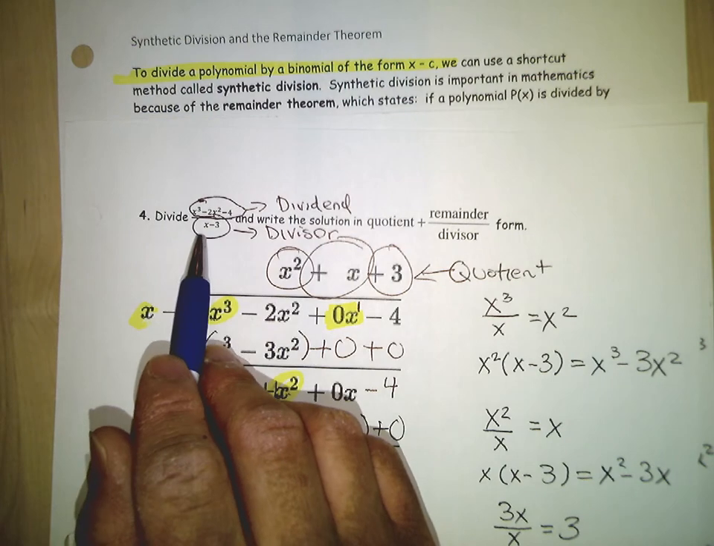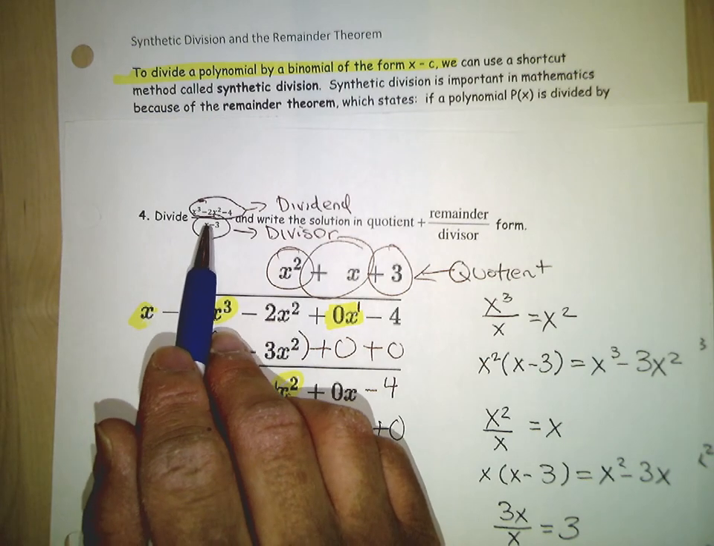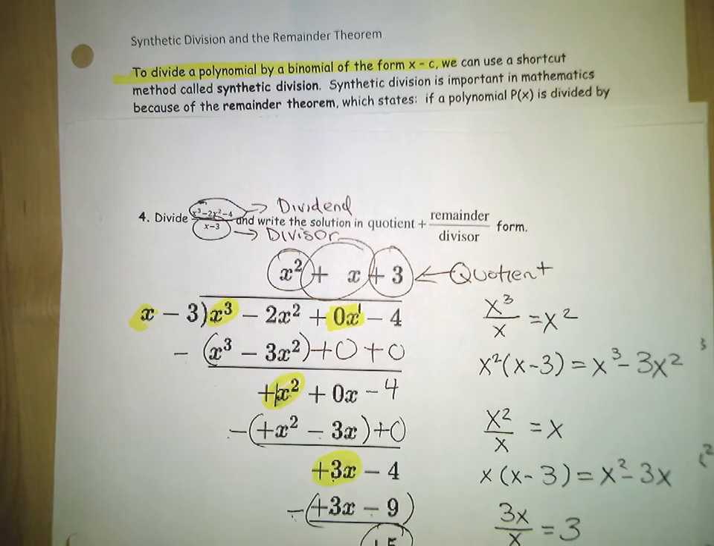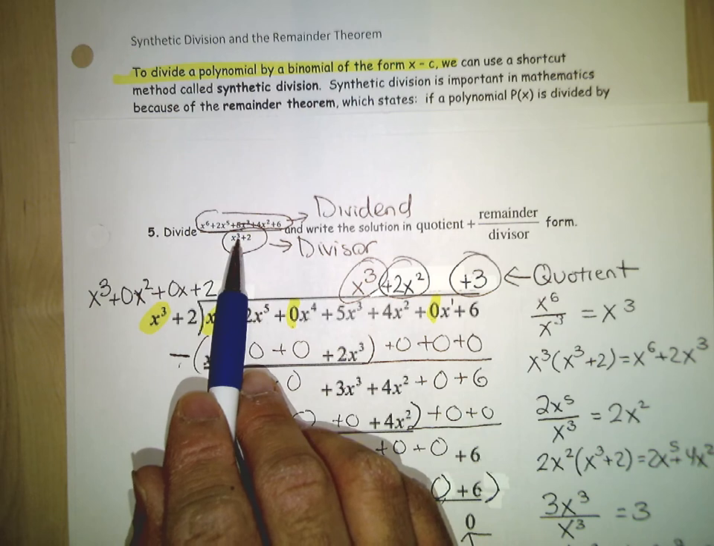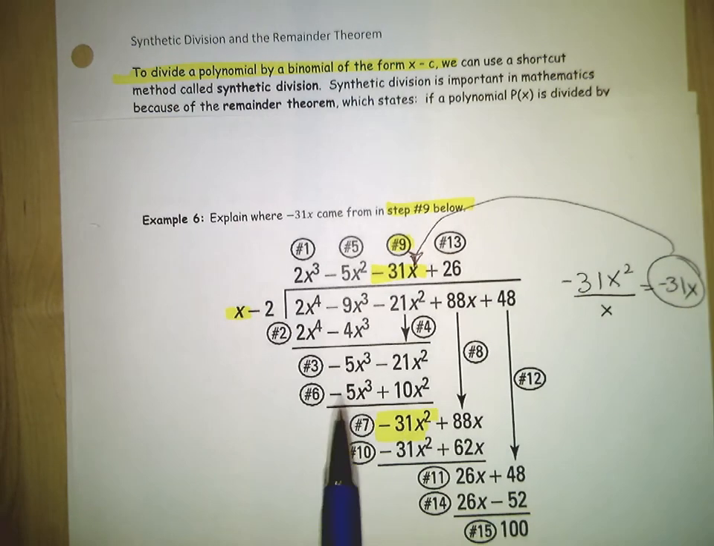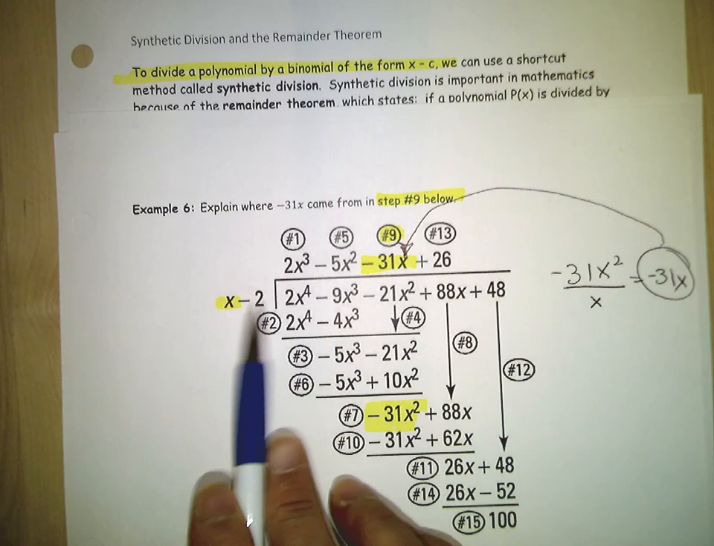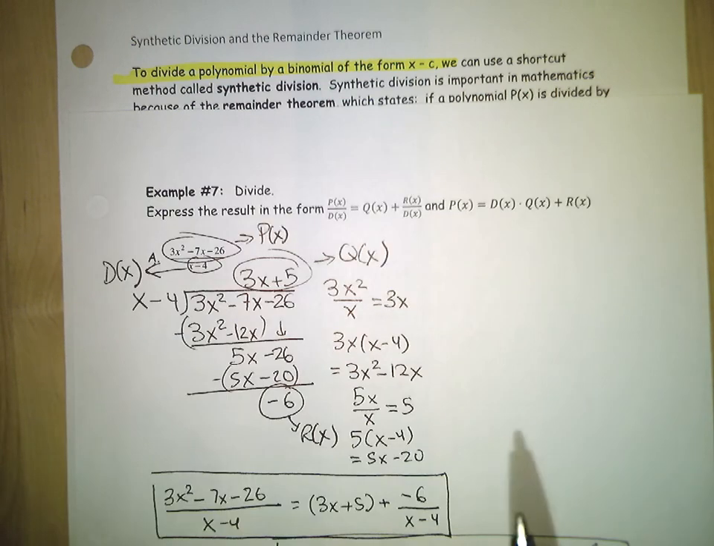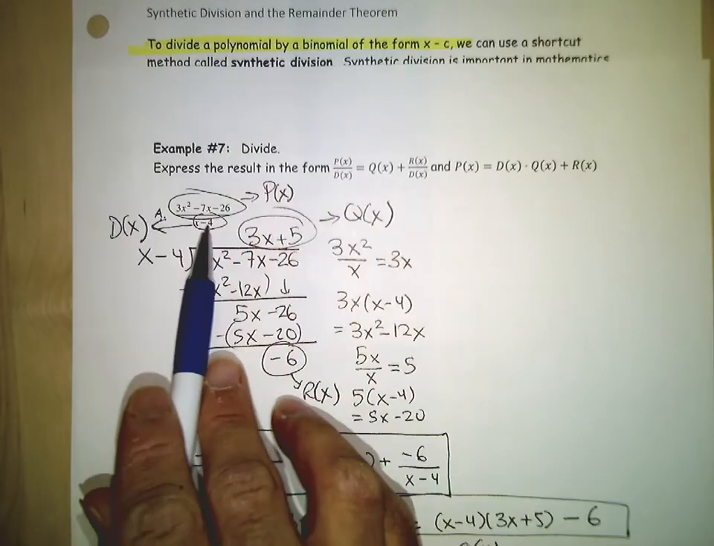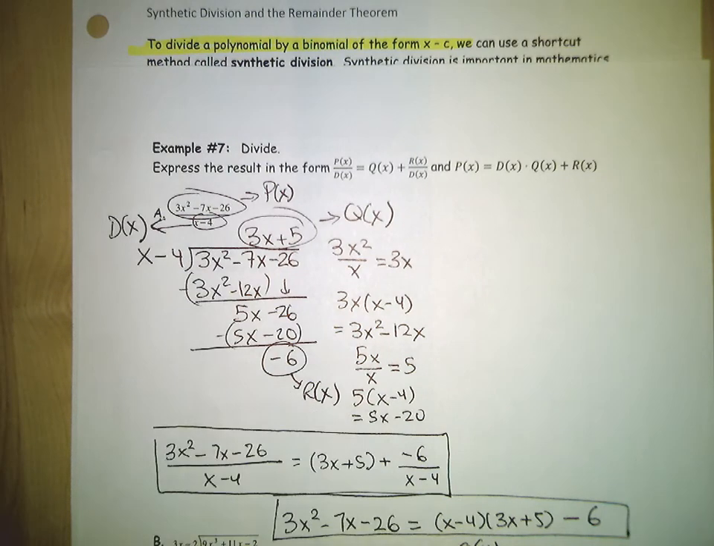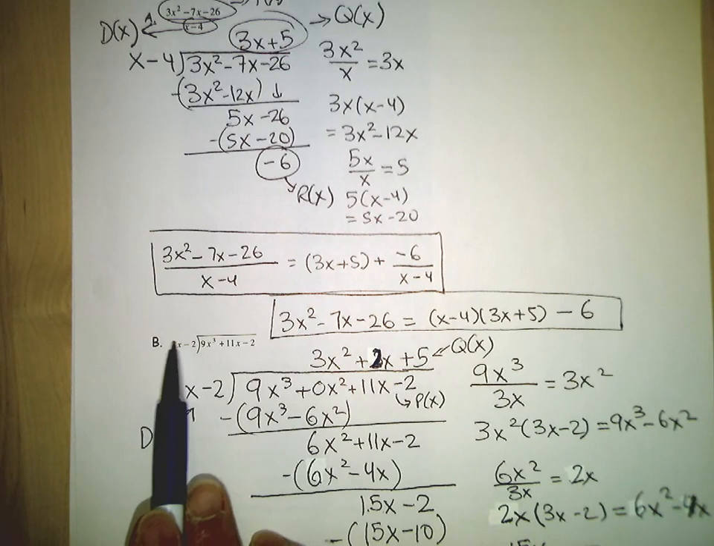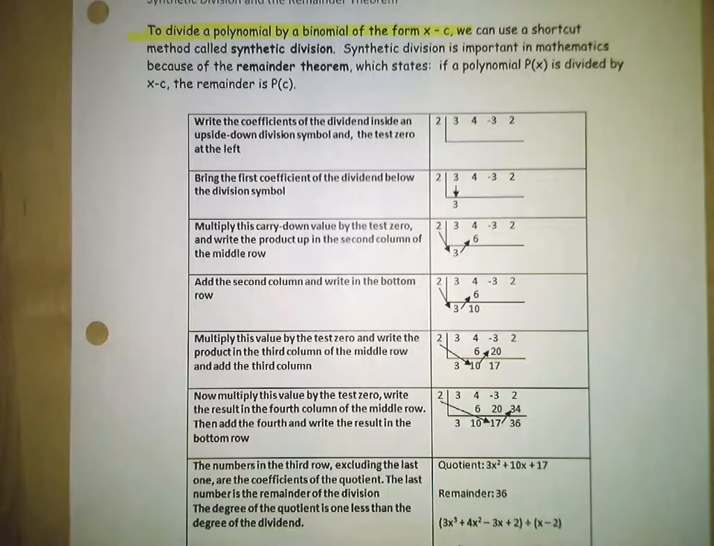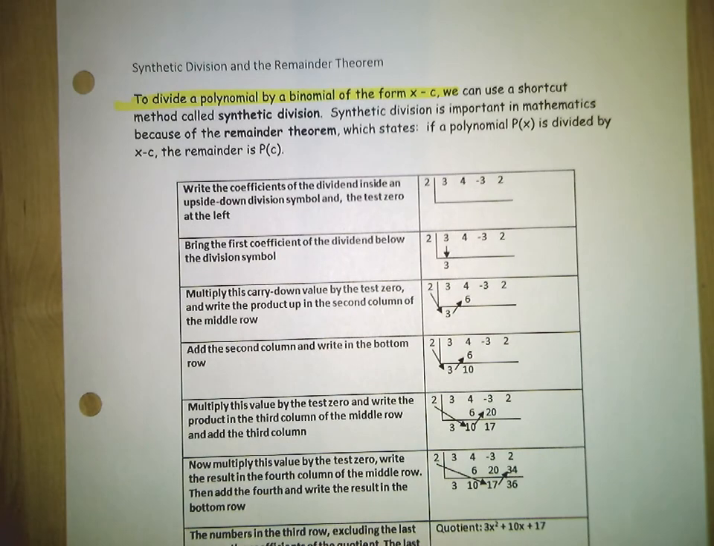This one was in x minus c form, so we could have done example 4 using synthetic division. But example 5 was not x minus c, it was x to the third. Example 6 was x minus c, so we could have used synthetic division. Example 7a was x minus c, so we could have used synthetic division. But in example 7b, it was 3x, so we could not have used synthetic division. So just remember that synthetic division is to be used when we're dividing by a binomial of the form x minus c.